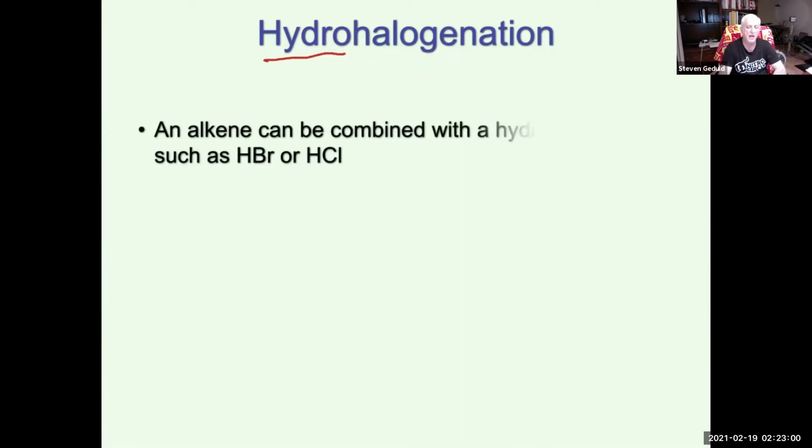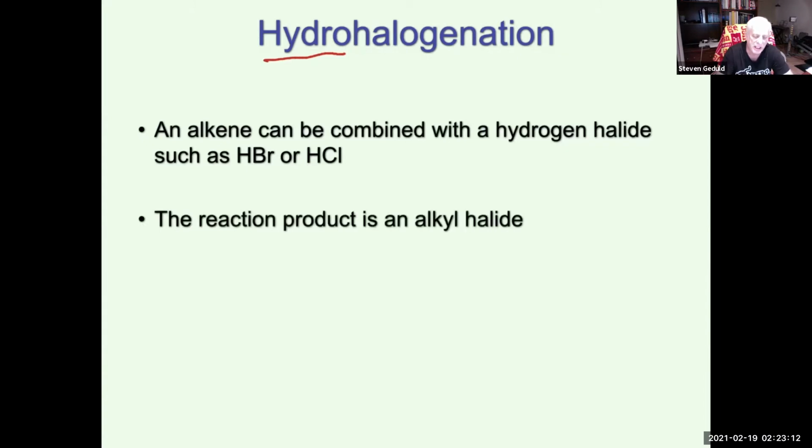All right, so hydrohalogenation, H, halogen, so an H, chlorine, bromine, iodine, or fluorine, and then genation, add to it. So an alkene, alkenes are double bonds, can combine with a hydrogen halide, like hydrogen bromide or hydrogen chloride. The reaction is an alkyl halide.